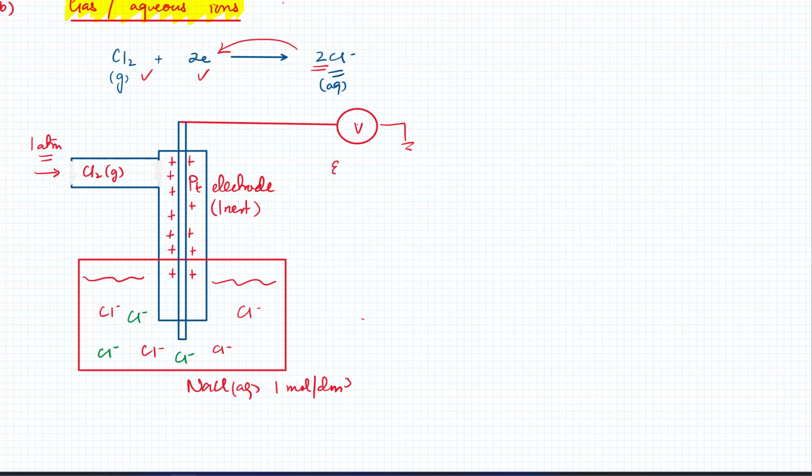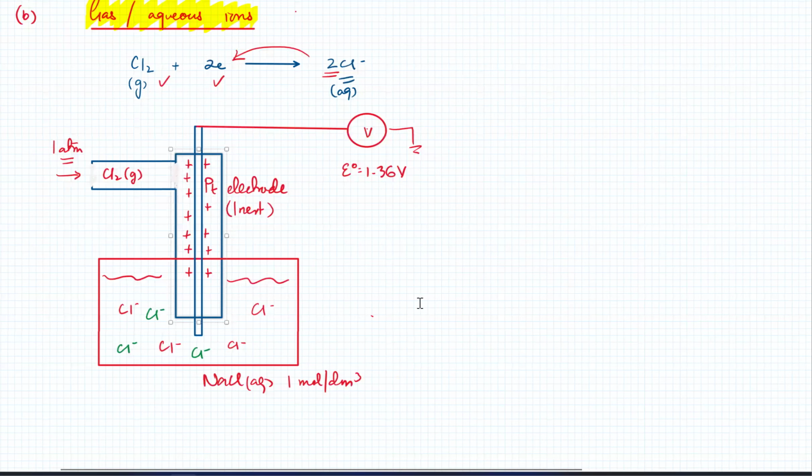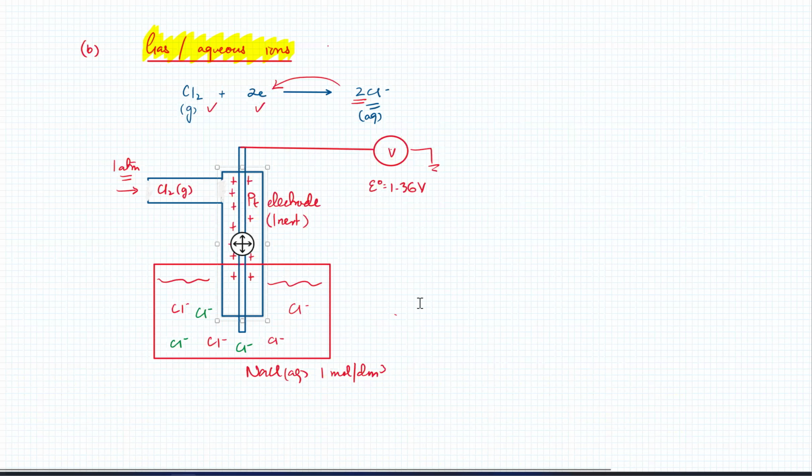And in this case, the E naught comes out to be very positive. It's 1.36 volts. Because we know that Cl really likes to gain electrons, the electrode over here will become very, very electron deficient. But the important thing is that you should know how to make this electrode. Whenever there's a gas, this is the diagram of that electrode. Is that clear?